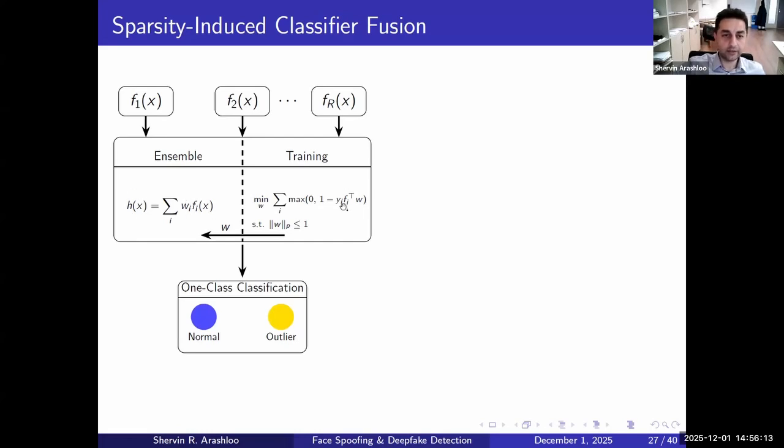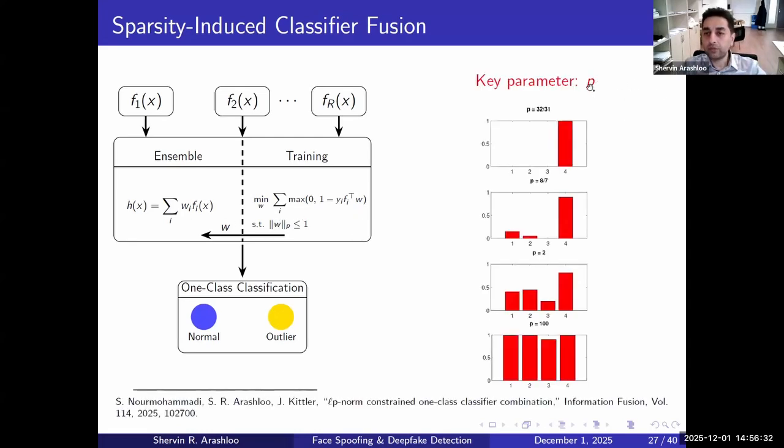So we designed an optimization algorithm to learn those weights. What is the optimization algorithm that we designed? It is based on a hinge loss, for people working with SVMs. This is a well-known loss function referred to as the hinge loss, but we incorporated another prior on those weights. So by solving this and playing with that p parameter, we could control whether we give a very large weight to a single classifier or distribute the weights more evenly between different classifiers. So the p parameter is a key parameter in fusing different classifiers.